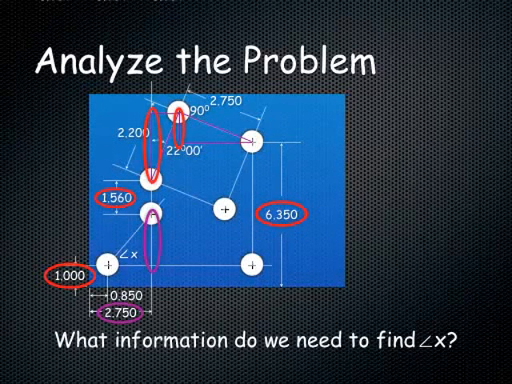Next, the information at the bottom, the 2.750 minus the 0.850, will give us the length at the bottom. With those two pieces of information, we can calculate angle x and solve our problem. So let's get going.